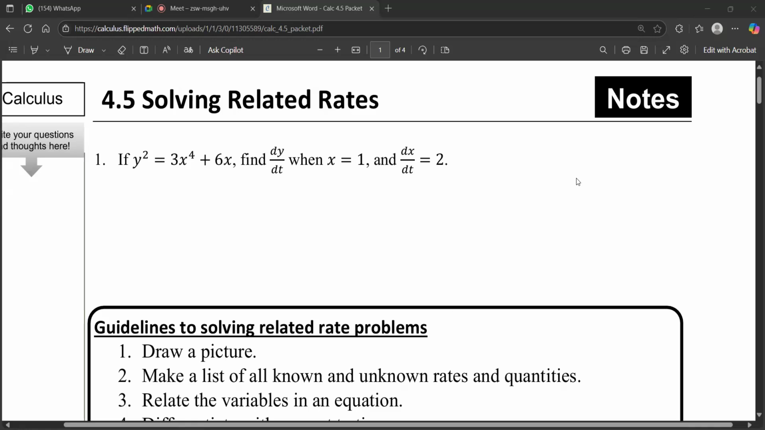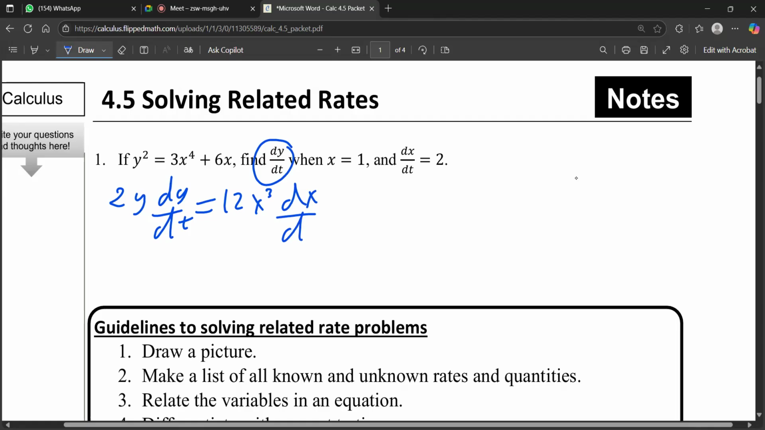Okay, so let's go through some numbered questions. First we have y squared equals 3x squared plus 6x, and we need to find dy over dt. This is an implicit differentiation, when x equals 1 and dx over dt equals 2. y squared will be 2y dy over dt. 3x squared will be 6x dx over dt, plus 6x will be 6 times dx over dt. And then we will substitute: 2y dy over dt equals 12.